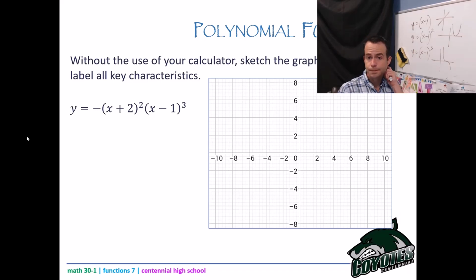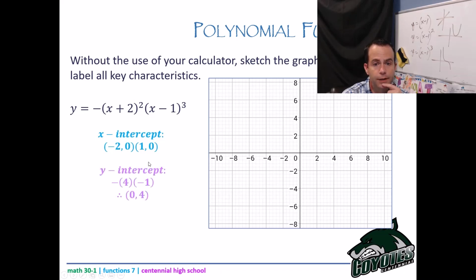So what do I know? Well, I know I have x-intercepts at -2 and at 1 because of the factors here. So I could plot those points. I know I could figure out a y-intercept by plugging in 0 for x. So if I plugged in 0 for x, this would give me 2 squared, which is 4. -1 cubed is -1. 4 times -1 times -1 would give me +4. So I have a y-intercept of +4. Okay, so we'll write that stuff down. I have x-intercepts at -2 and 1, y-intercept at 4, and then we can plot those points.